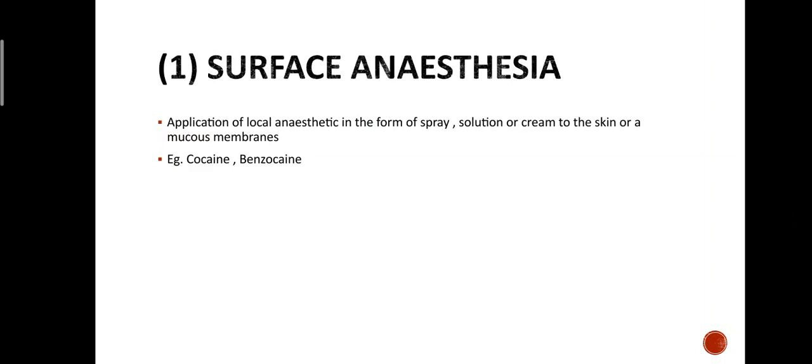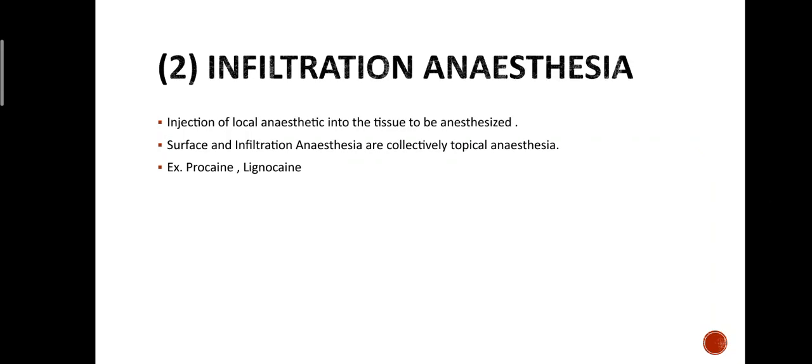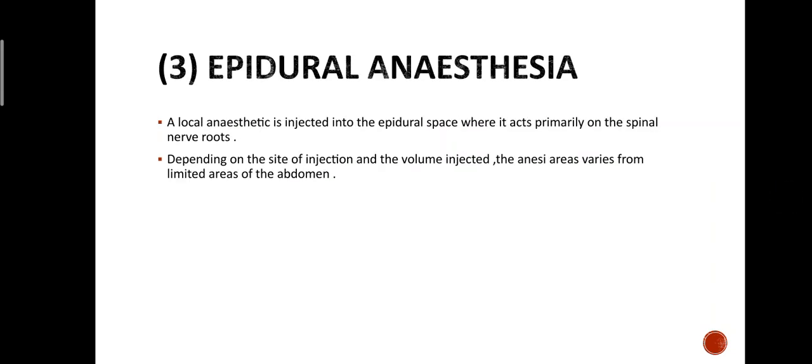Surface anesthesia. What is surface anesthesia? Application of local anesthetic in the form of spray, solution, or cream to the skin or a mucous membrane. Example, cocaine, benzocaine, etc. Second method, infiltration anesthesia. Injection of local anesthetics into the tissue to be anesthetized. Surface and infiltration anesthesia are collectively called topical anesthesia. Example, procaine and lignocaine.